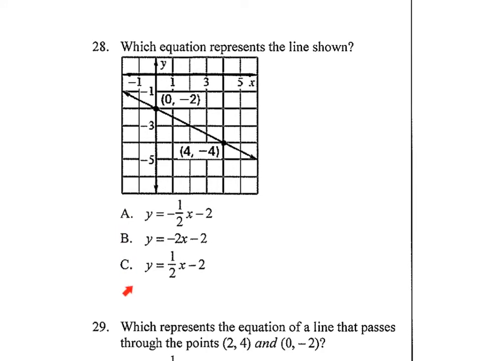Which of these equations talks about this line? Notice he's going downhill, so the slope's going to be positive or negative. And also, look at the y-intercept, find your slope, see which one matches up.